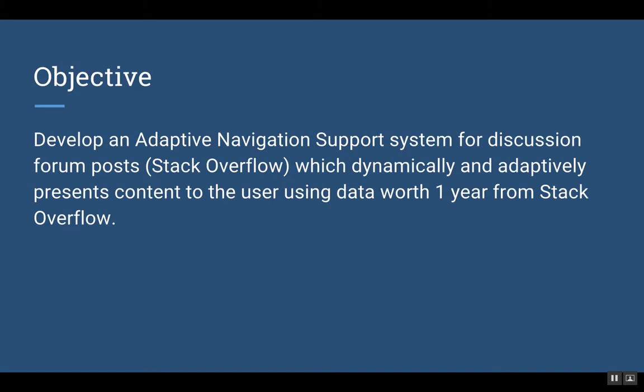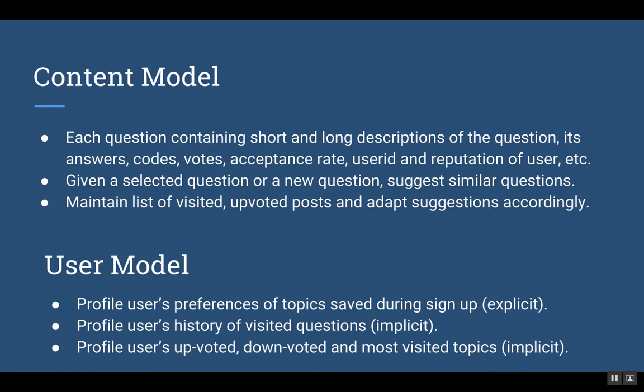Our objective is to develop an adaptive Stack Overflow recommender system in regards to questions and user activity, user preferences, and question topics. So now I will show you the content model and the user model that we have decided on.